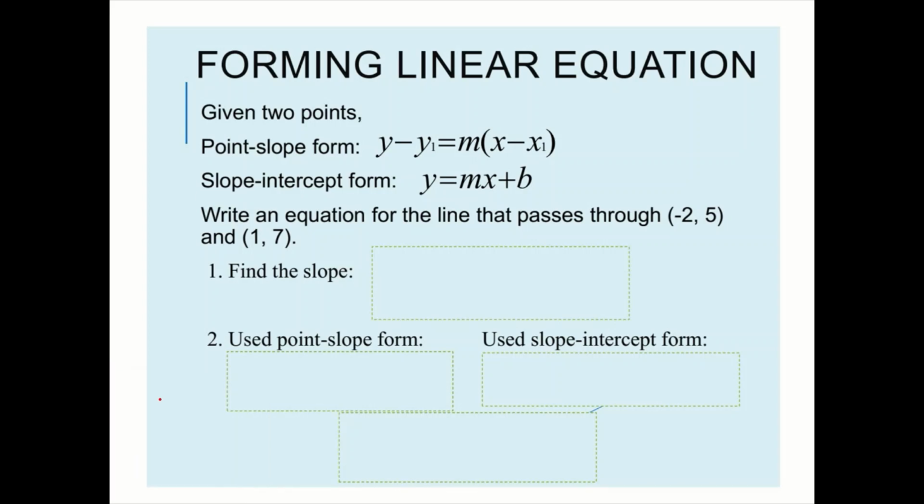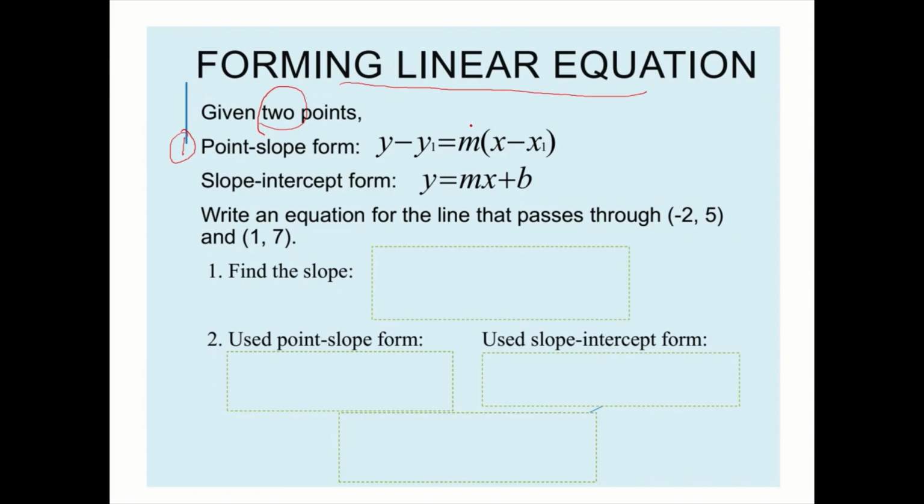Right, in this section, we are going to learn how to form a linear equation when you are given 2 points. Okay, so we have 2 points and we want to form the linear equation. Now, there are two forms of linear equation. All right, the first one is the point-slope form. So the point-slope form is written in this way.